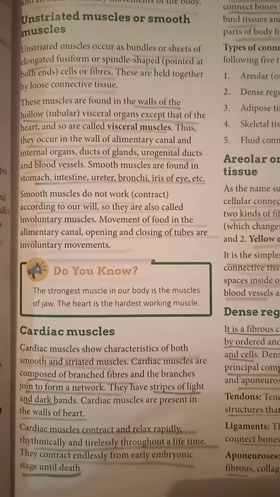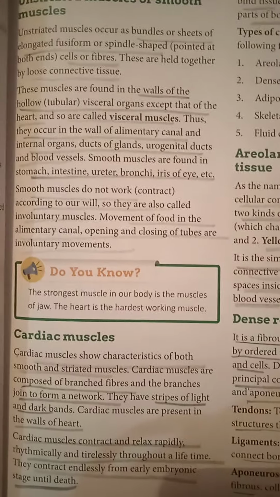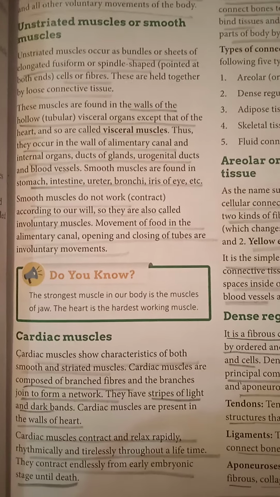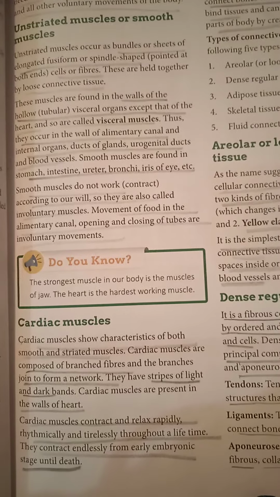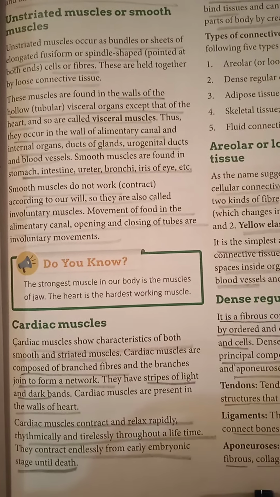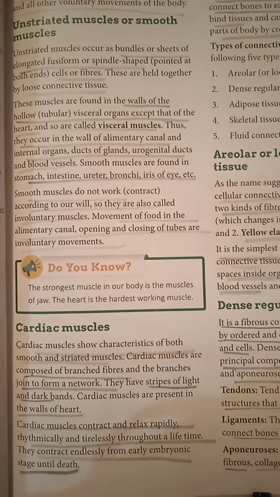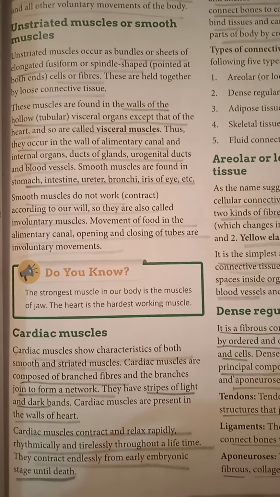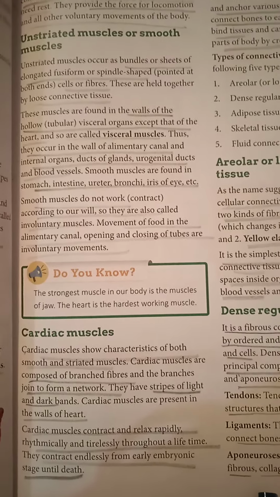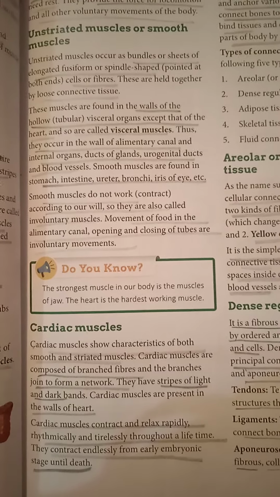Now, cardiac muscles have the characteristics of both smooth muscles and striated muscles. They are present in the form of stripes. One stripe is dark in color, the other is light in color. In this pattern they are found, and they contract and relax rapidly, and they work tirelessly throughout our life. These cardiac muscles keep on working for a long time. So children, in this video we'll be dealing with this much only. Thank you.